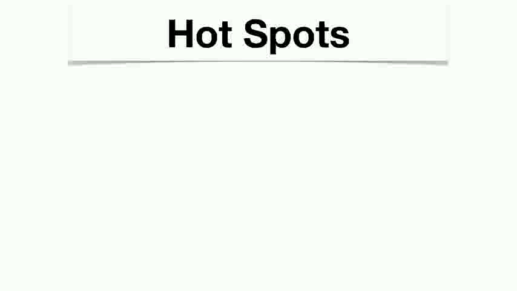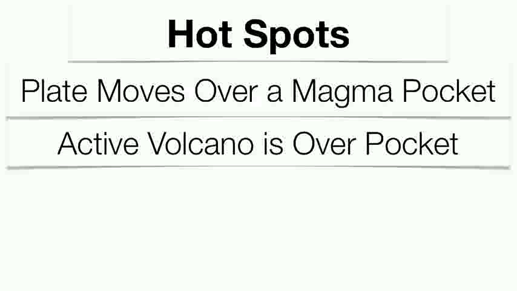That leads us to hotspots. Now, hotspots are a funny phenomenon because you tend to get volcanoes in the middle of a plate compared to along a plate boundary. So a plate is going to move over top of a magma pocket or a pool of magma underneath the surface. The magma is going to get forced upward through the crust and a volcano forms. So you tend to have a very active volcano over top of the magma pocket.